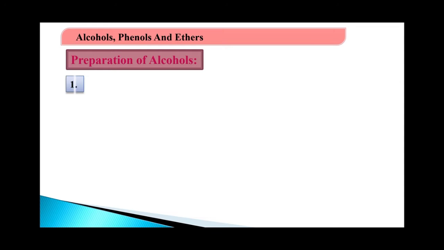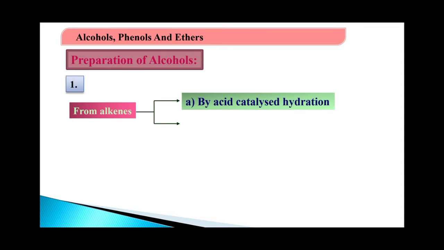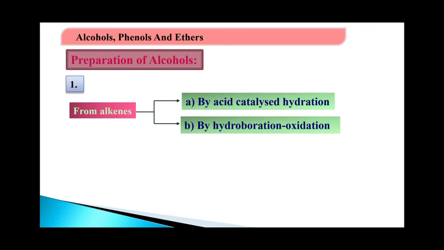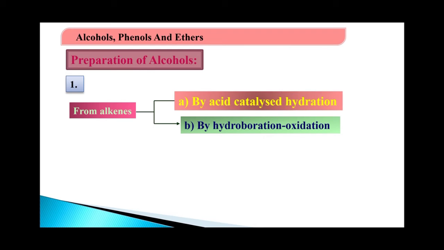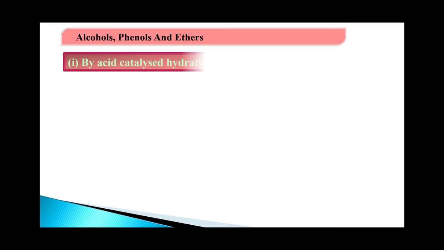So let us start with a starting material like alkene. From simple alkenes, we can prepare the alcohols by two methods. One is by acid catalyzed hydration, second one is by hydroboration followed by oxidation reactions. Let us see the first one, acid catalyzed hydration reaction.